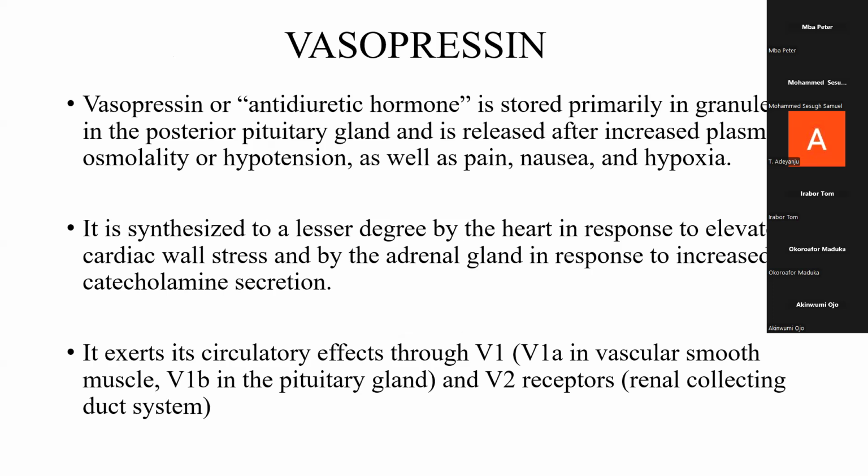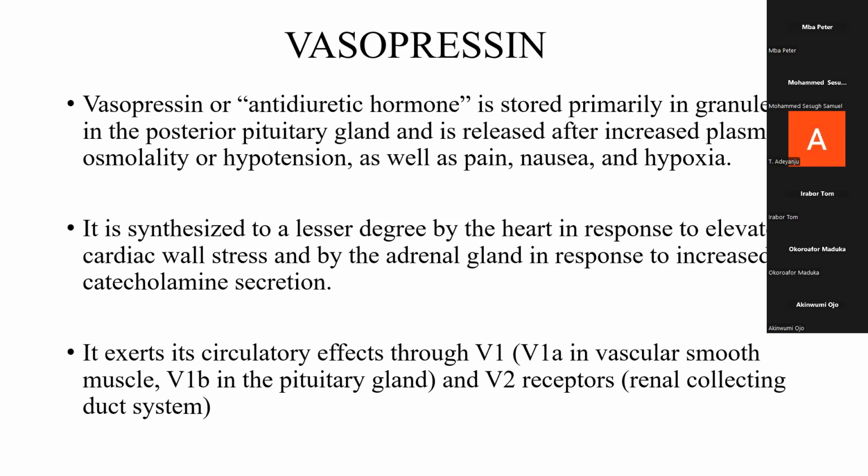So the next group will be vasopressin. Vasopressin are essentially analogs of ADH, and they are found in the posterior pituitary gland. They are released in cases where you have increased plasma osmolarity or hypotension, and to a lesser degree in response to elevated cardiac wall stress by the heart and then the adrenal gland as well. They work by two mechanisms.